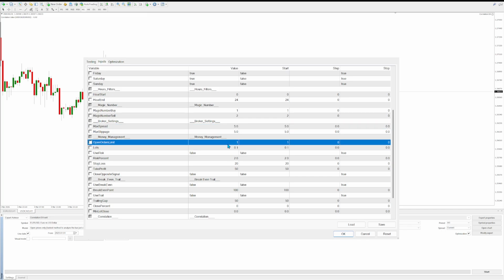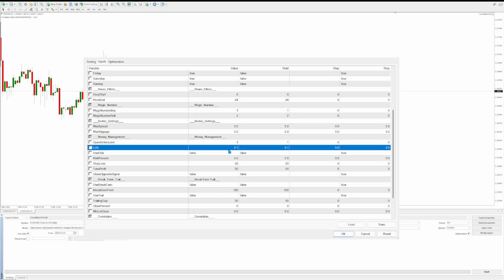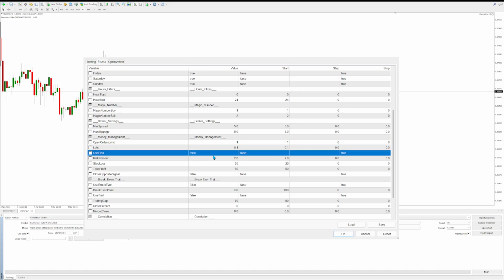Open orders limit: the maximum number of open buy and/or sell trades at any time. This is to help prevent duplicate trades. Lots: if you are using trading, you can set your position size there. Keep in mind, the lots field is only used if user risk is set to false.